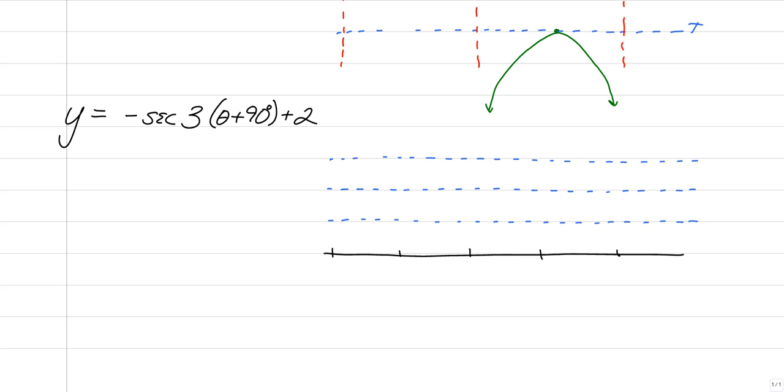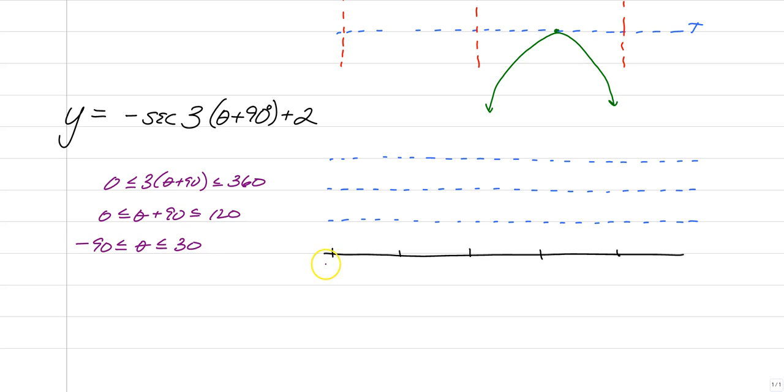And then we have to, of course, set our inside. So we have 0 is less than or equal to 3 times theta plus 90, which is less than or equal to 360 this time. Divide both sides by 3. And we have 0 is less than theta plus 90, which is less than or equal to 120. Subtract 90 from all sides, and we have negative 90 is less than or equal to theta, which is less than or equal to 30.